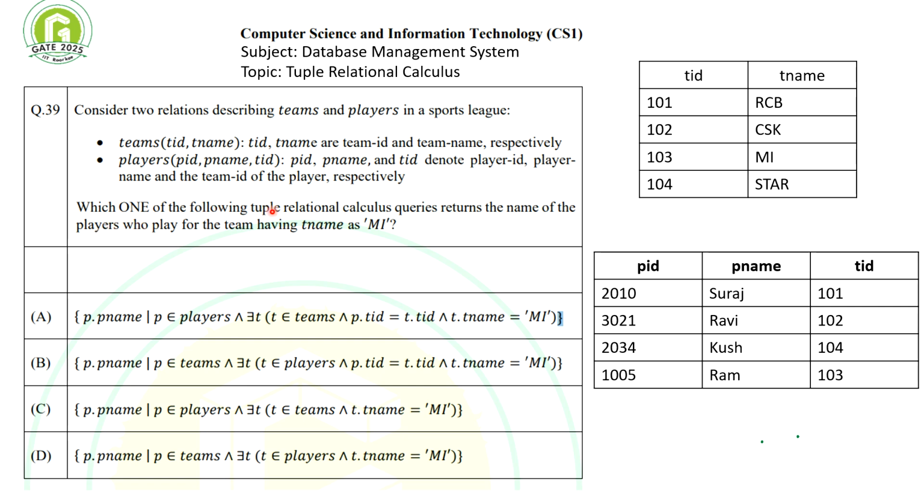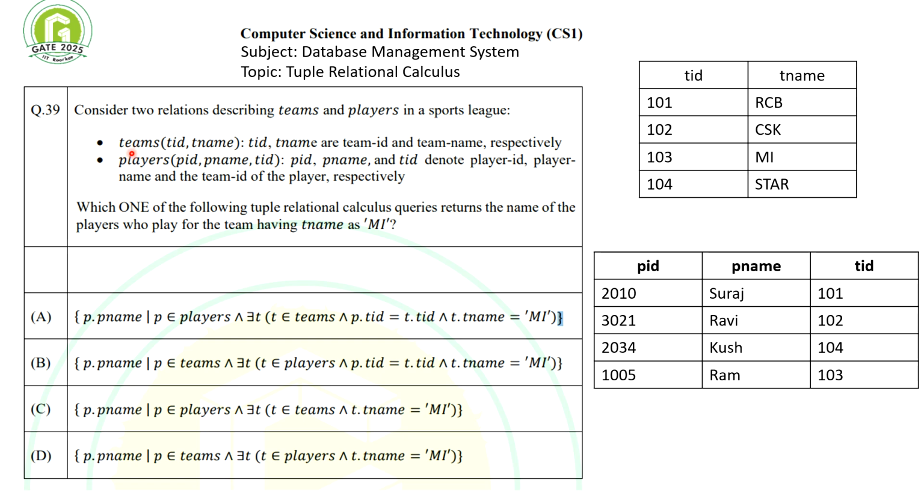PID, PName and TID denote player ID, player name and the team ID of the player respectively. Which one of the following tuple relational calculus queries returns the name of the players who play for the team having team name as MI? So this question is from the database management systems subject and particularly from the tuple relational calculus topic. The question is quite straightforward. So let's consider the question again.